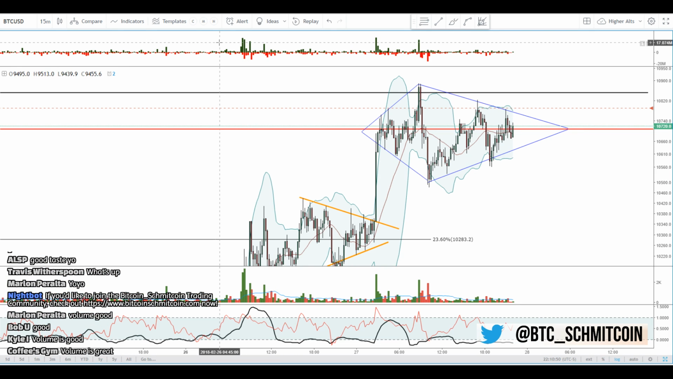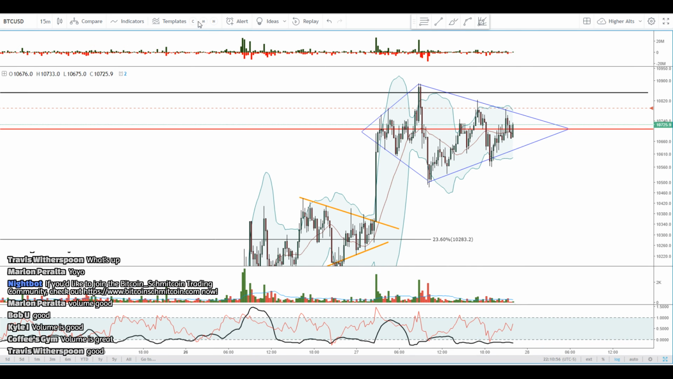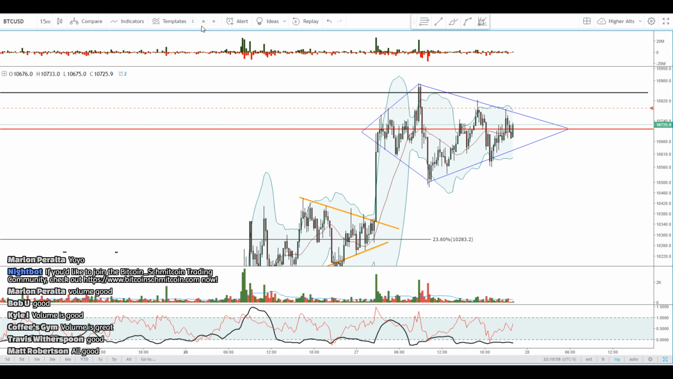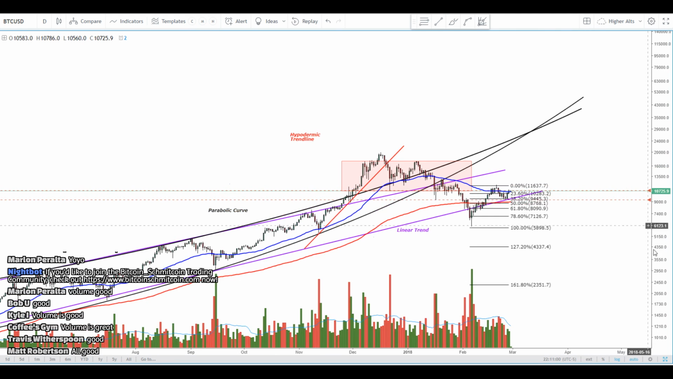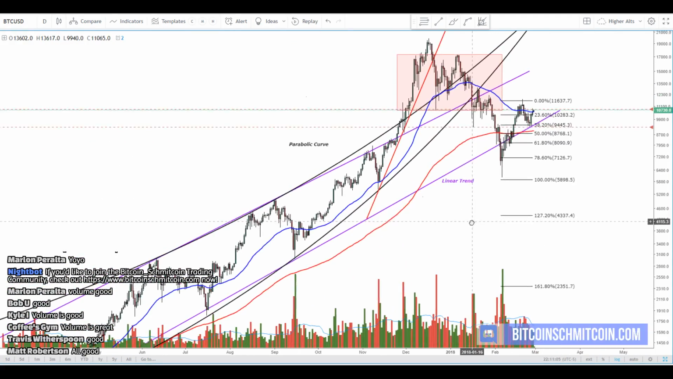Okay. So let's go ahead and talk about the, of course, the Bitcoin market, but we'll start from the zoomed out perspective, as we like to do, and just get a feel for what the heck is going on here.